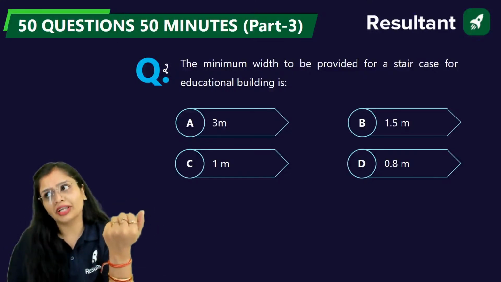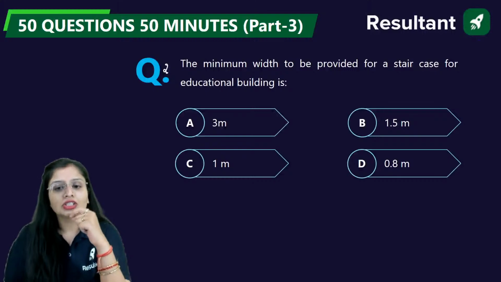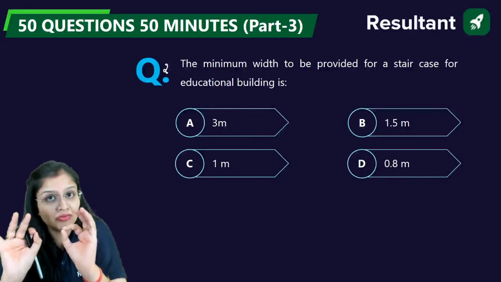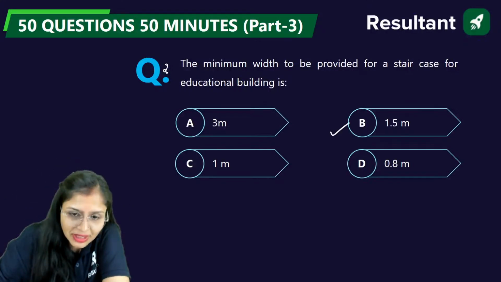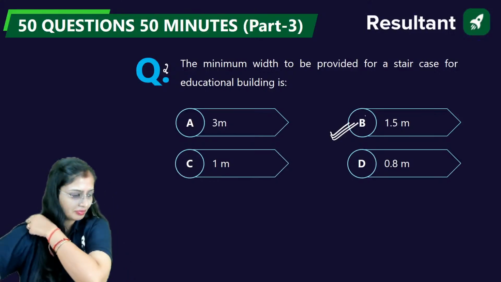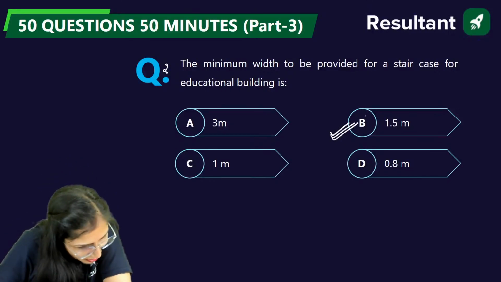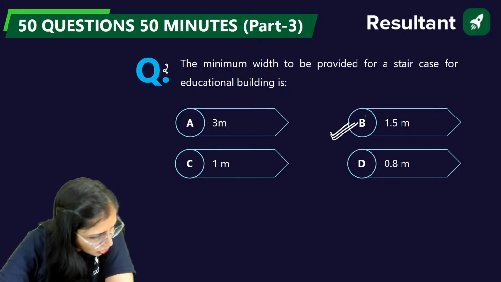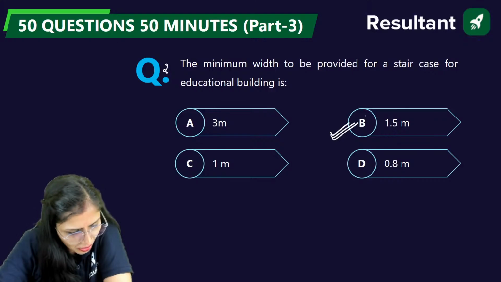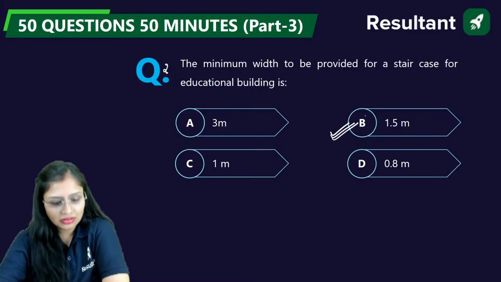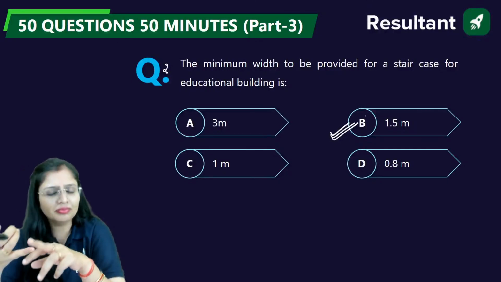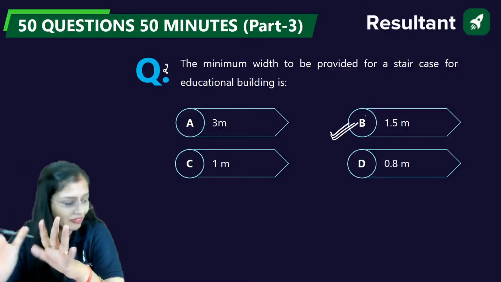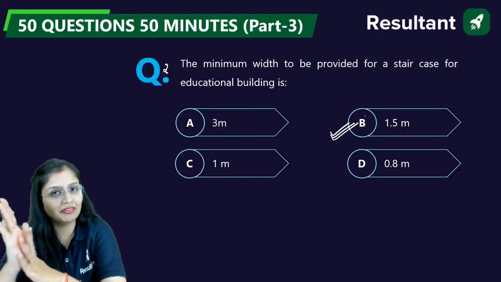Educational buildings means what? Like schools, like colleges. In that case, how much minimum width do you provide for staircases? We provide a width of around 1.5 meters. Remember this. Clear? No, we don't provide 1 meter, Abhinav. Wrong. And one more thing, in buildings like hotels also we provide 1.5 meters only. There also we provide 1.5 meters.